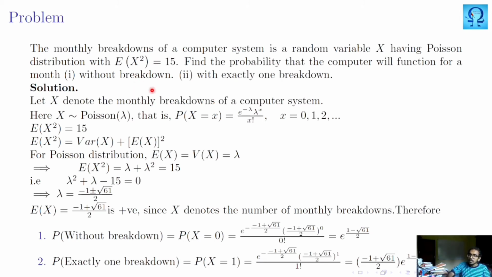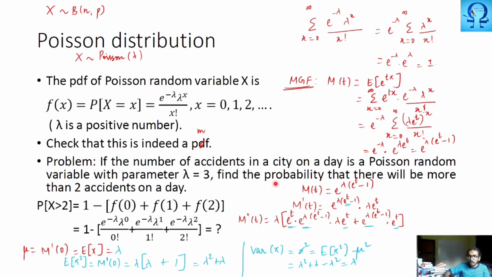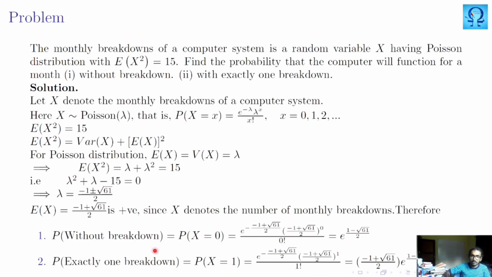Okay, what is e of x squared? That is the second derivative of the mgf at 0, right? So what was it? It was lambda square plus lambda. So we have the information lambda square plus lambda equals 15. So it is a quadratic equation. You can solve the quadratic equation very well, and that gives you two different values. Okay, since it is a mean, it cannot be negative in this case, right?